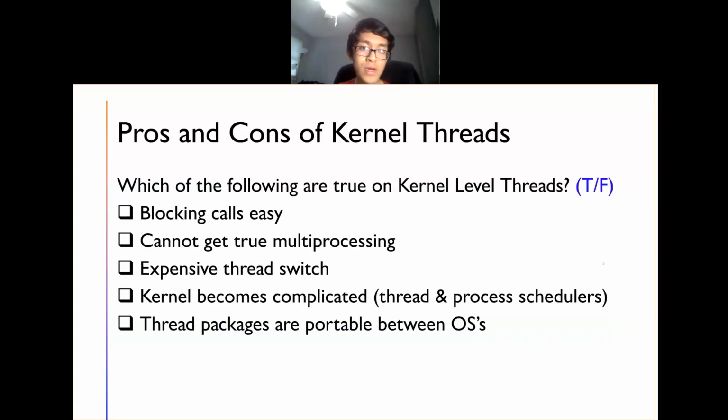So I have a quiz for you. Pros and cons of kernel-level threads. Which of the following are true on kernel-level threads? Mark true or false for each of the following 5 statements. Number 1, blocking calls are easy. Number 2, we cannot get through multiprocessing. Number 3, expensive thread switches. Number 4, the kernel becomes complicated with thread and process schedulers. And number 5, the thread packages are portable between OSs. So I'll give you guys 1 minute to write down true or false for each of the following statements.